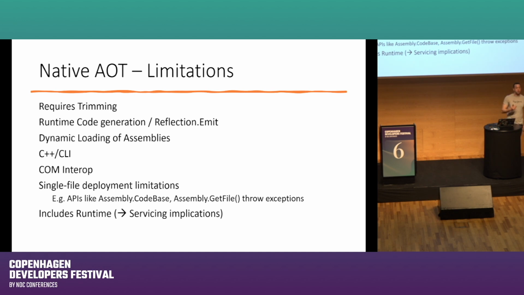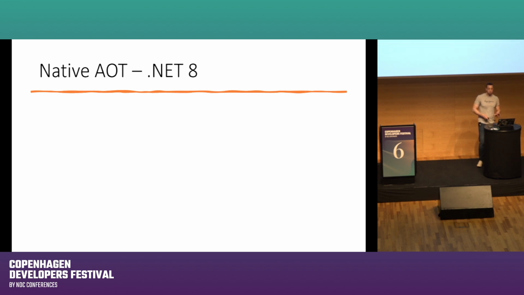And of course, it's now a single file deployment. So all the things that already apply to self-contained publish, single file deployments apply. Assembly.GetFile will just throw an exception. Of course, if you want to recompile your application, you need to include the new runtime. So whenever there's a runtime patch, you need to rebuild your applications. Nowadays with DevOps, I think that shouldn't be a problem.